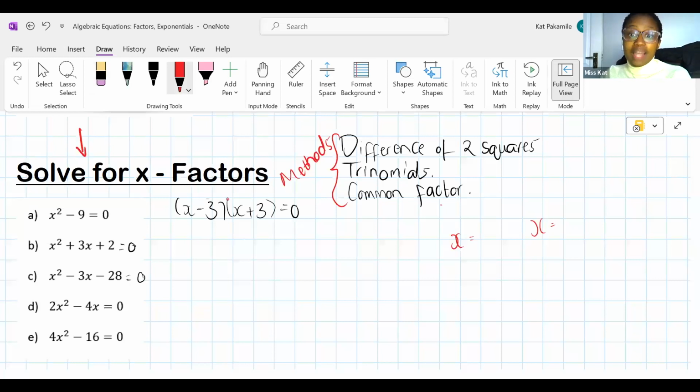Had I said to you, expand, then you can FOIL this. But if you FOIL it, guys, you're going back to the question. You're going to end up with x squared minus 9 equals 0. That's not what we want.